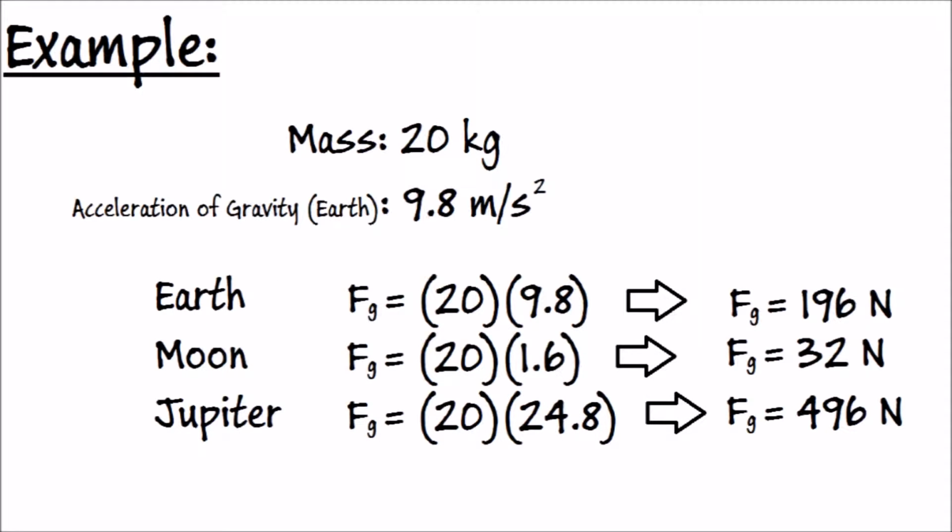So this shows that if a planet has a different acceleration due to gravity than Earth, then you will weigh a different amount on that planet.